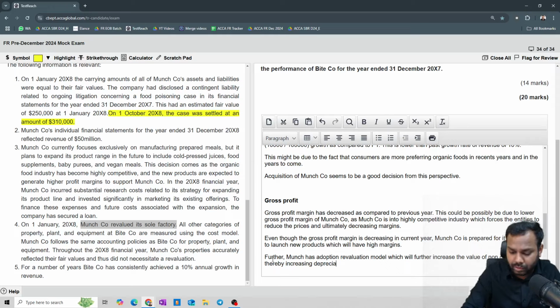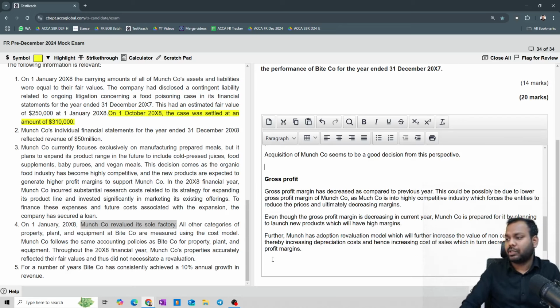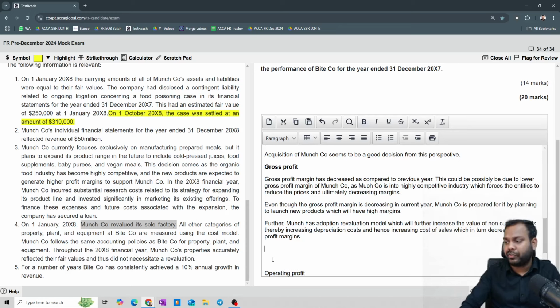depreciation costs. And tell me, where do we recognize depreciation? As part of cost of sales, right? Increasing depreciation and hence increasing cost of sales, which in turn decreases gross profit margin. Okay, so this is what we can write about gross profit margin. I believe it is very much clear to all of you.